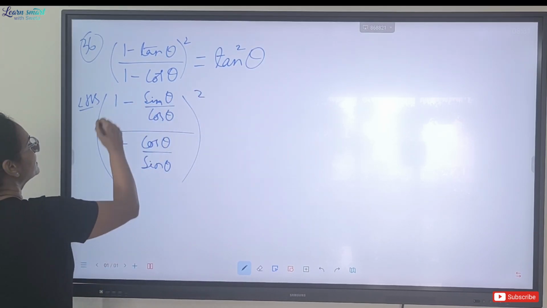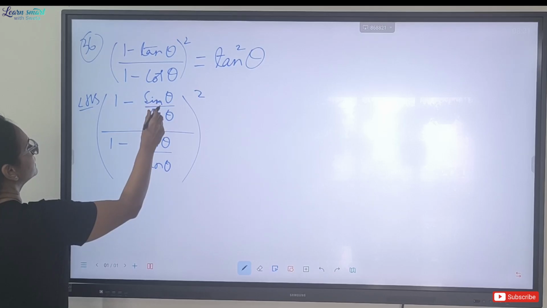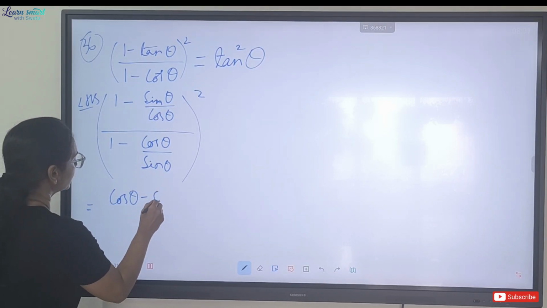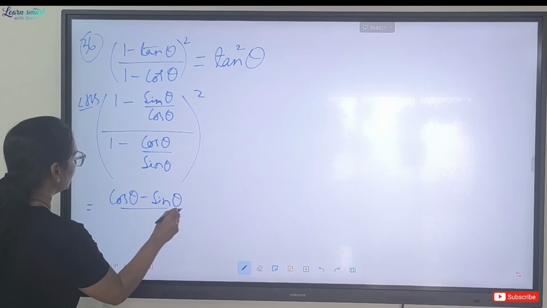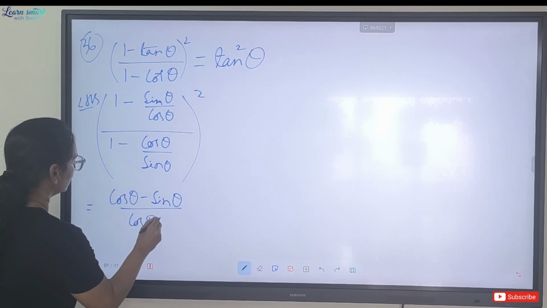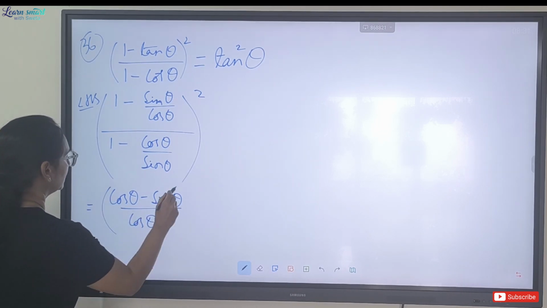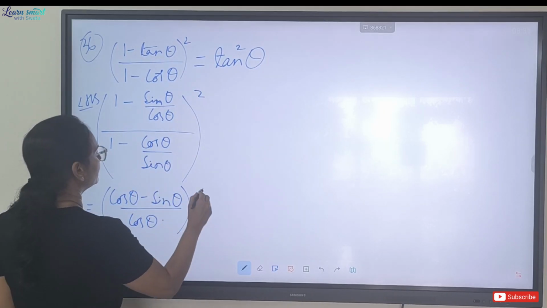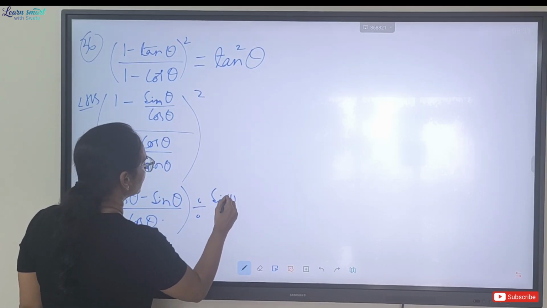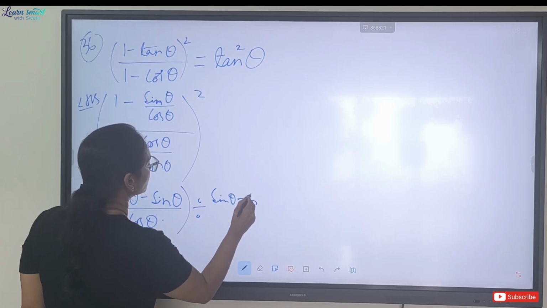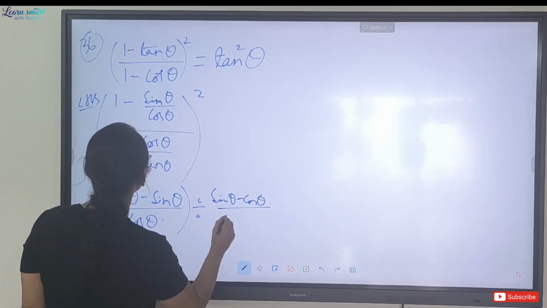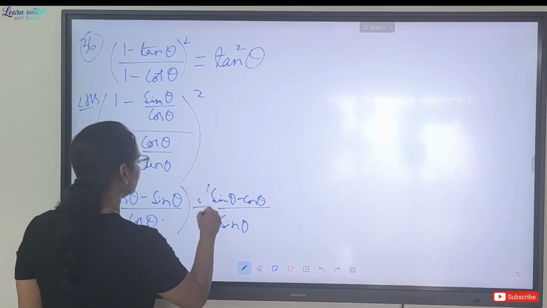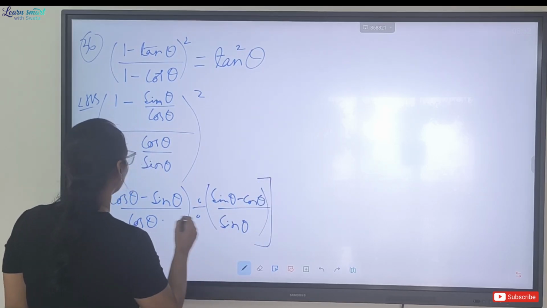Next, let's simplify this. Cos theta minus sin theta by cos theta, upon sin theta minus cos theta by sin theta. And this whole thing square is also there.